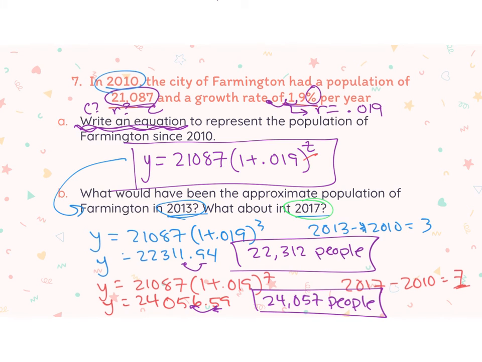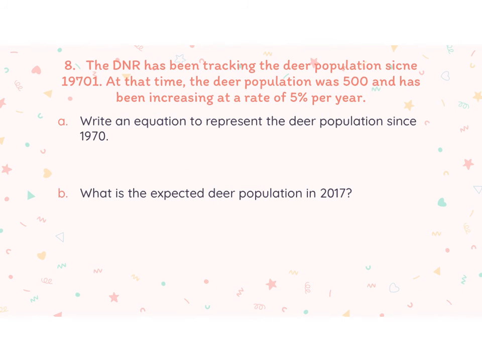All right, so we're going to move on to our last example for our notes today. All right, so in number 8, it says the DNR has been tracking the deer population since 1970. Sorry, that's spelled wrong, and there's a rogue extra 1 there. At that time, the deer population was 500 and has been increasing at a rate of 5% per year. Write an exponential equation, so that means we need C and we need R, to represent the deer population since 1970. So the starting number that I have is 500.